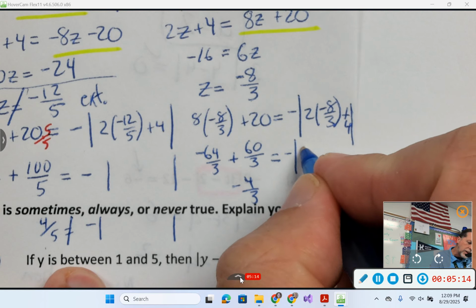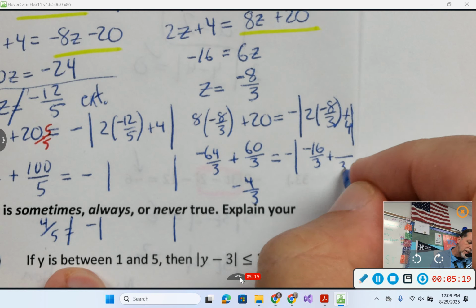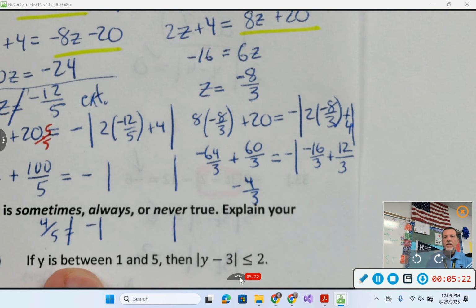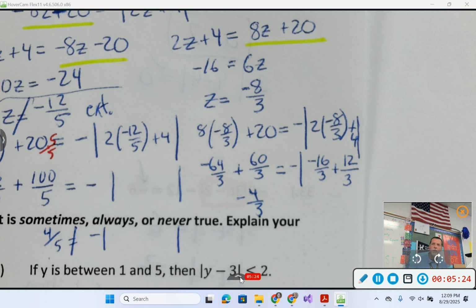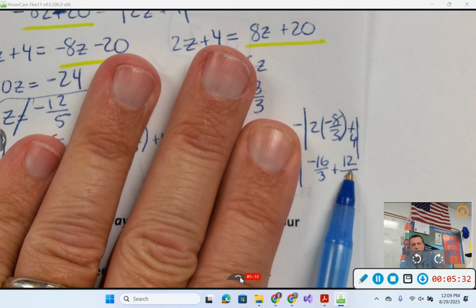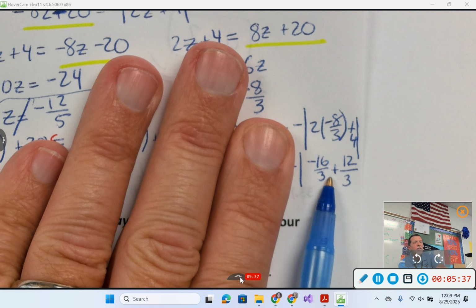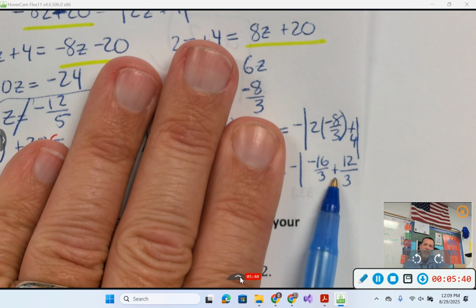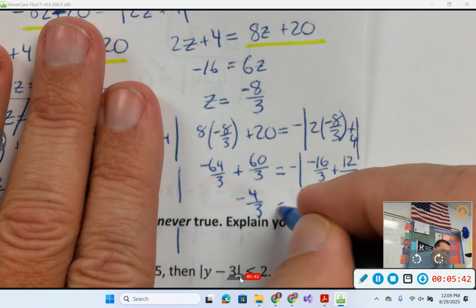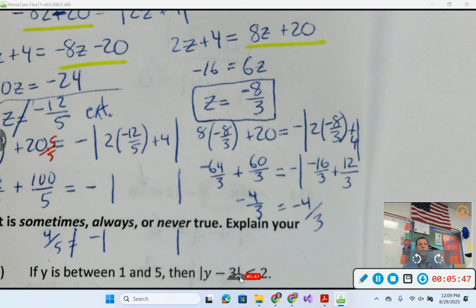Let's see, that would be negative 16 thirds plus 12 thirds, if I change 4 into thirds. Oh, all the negative signs. I've got to be careful here. Negative 16 plus 12 is negative 4. But absolute value makes it positive 4 thirds. But then a negative sign out front of that makes it negative 4 thirds. So that one did work. That one was kind of yucky because of all the fractions.